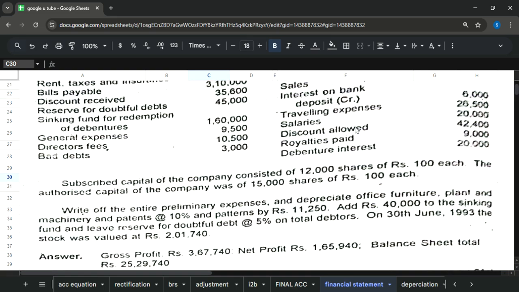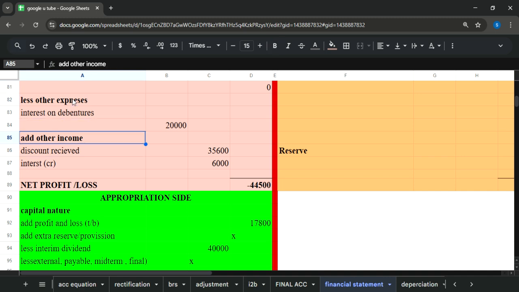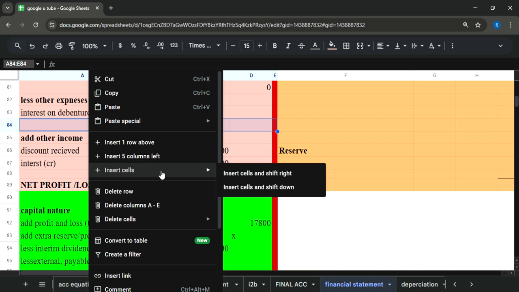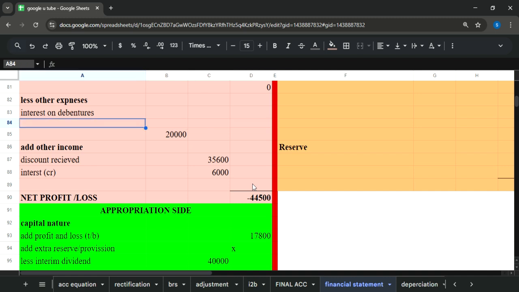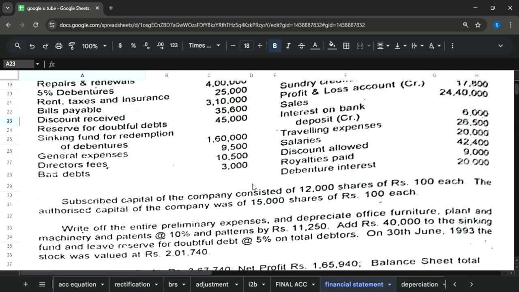Then we have discount allowed, other expense side. Here we need a space because we are waiting for interest on debentures. So what we will do, we will write over here discount. And if it is written on debit side, ultimately it is discount allowed. Amount is 42,400.